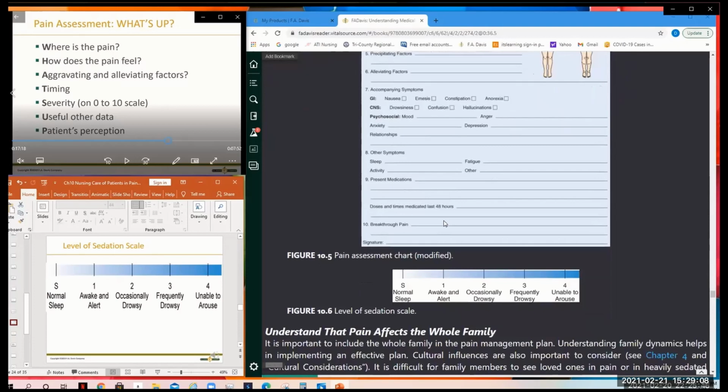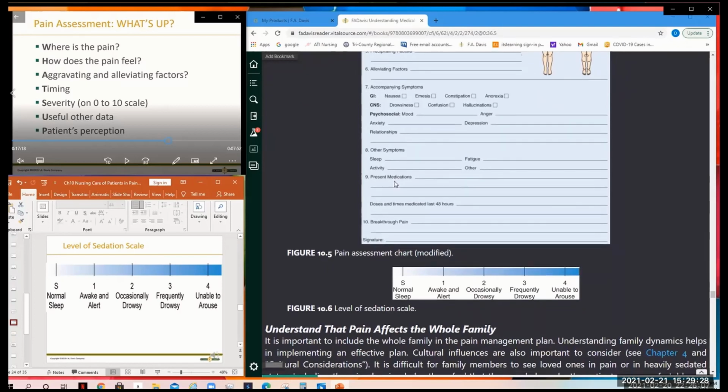And then 9 is where you would list the present medications and then the doses and times that were medicated during the last 48 hours. And then 10 is an area to include information on breakthrough pain.